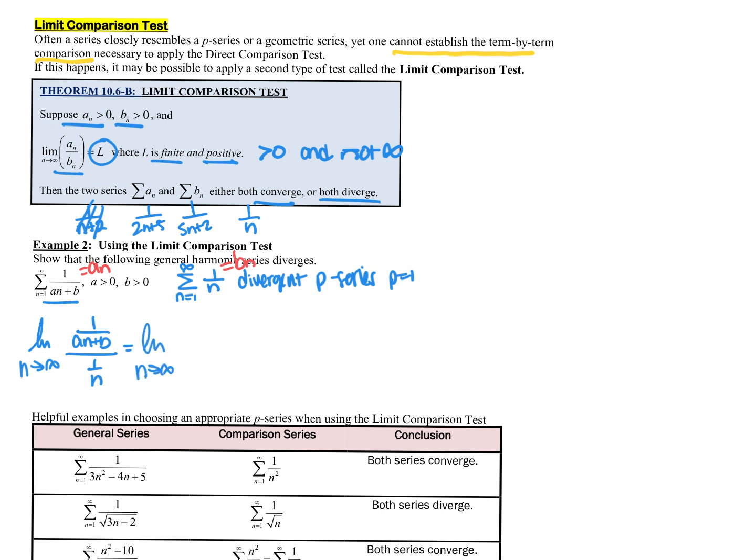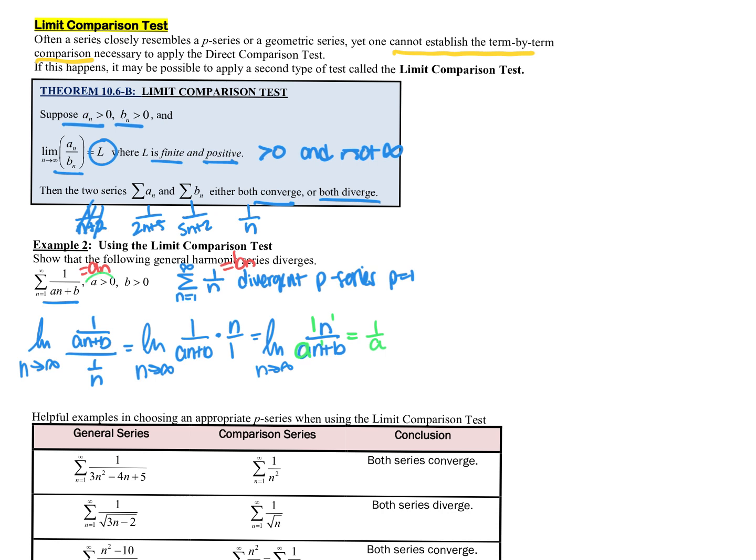So we'll have 1 over (An + B) times n over 1, which is just the limit as n approaches infinity of n over An + B. And now these are both polynomials of degree 1, so they're growing at about the same rate as we go to infinity. So we'll look at the ratio of the leading coefficients for the answer. And so the limit here will be 1 over A.